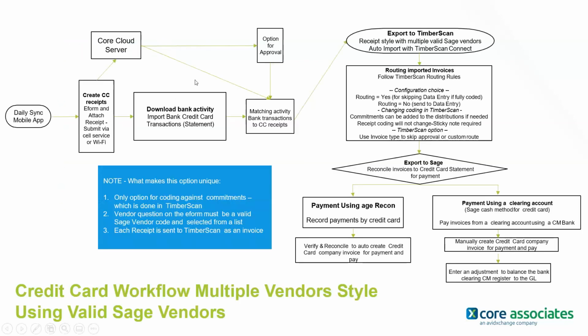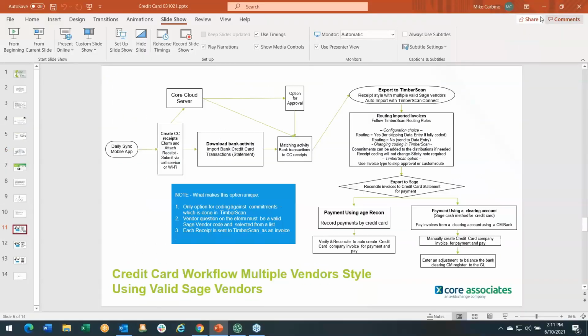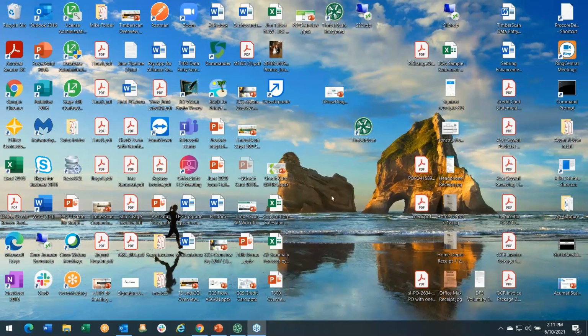And again, we talked about the different methods in which that information can be transported over to TimberScan, whether that's receipt style, statement style, and what have you. So there are different options by which we can go about doing this. But at this point, I think what I'm going to do is back out of the PowerPoint and actually go into the application. We'll take it from the beginning and walk through the various steps.